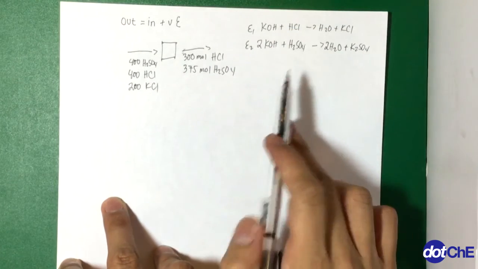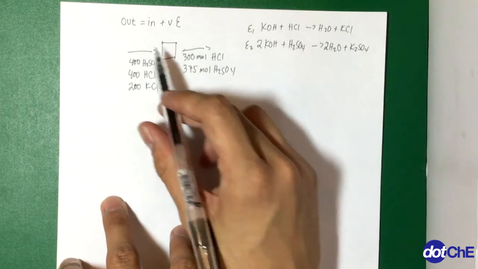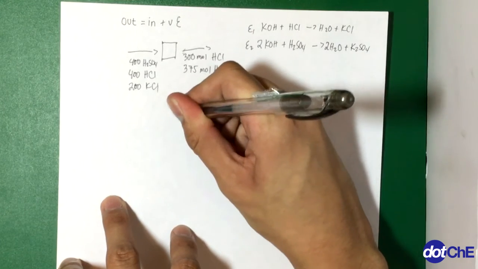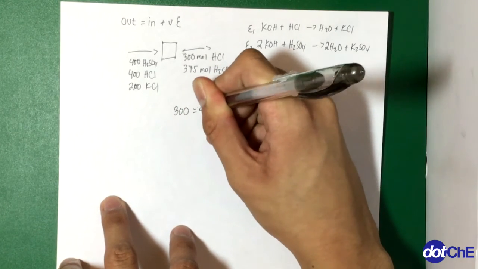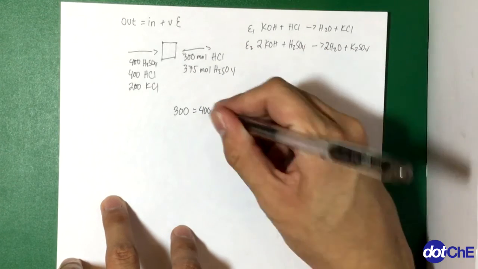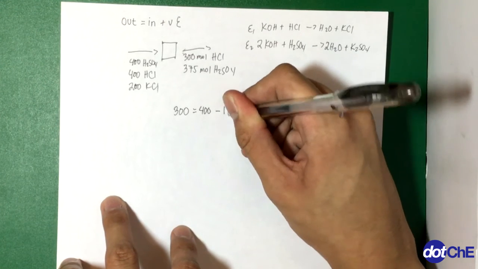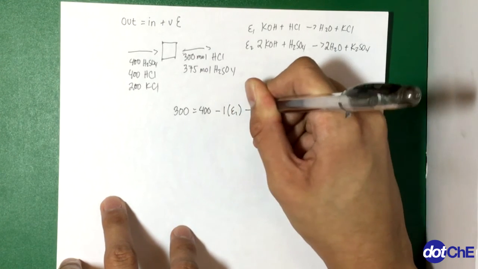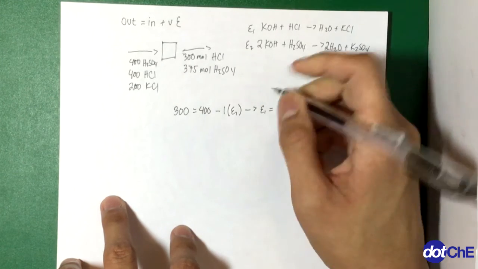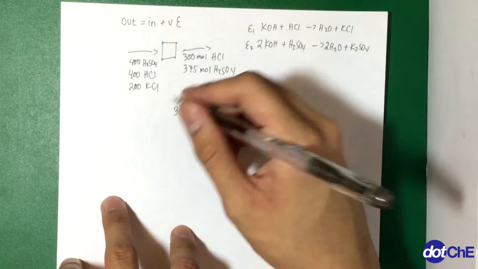So we could get extent 1 by doing a balance on HCl. So out is equal to in minus the stoichiometric coefficient, which is 1, because it's a reactant, so it's negative, minus 1 multiplied by extent 1. Thus, we could get extent 1 as 100. Are we clear? Clear. Alright.